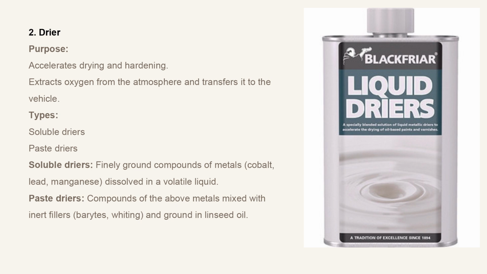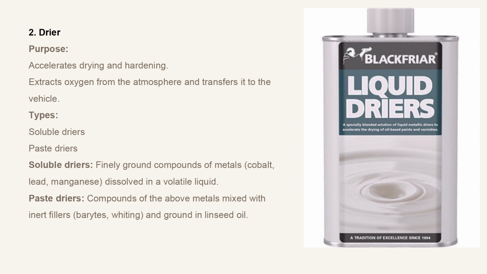First, soluble dryers. They are finely ground compounds of metals like cobalt, lead and manganese dissolved in a volatile liquid. They are great for accelerating drying times but can reduce the elasticity of the paint. That is why it is best not to use them in the final coat of paint. Next comes the paste dryers.